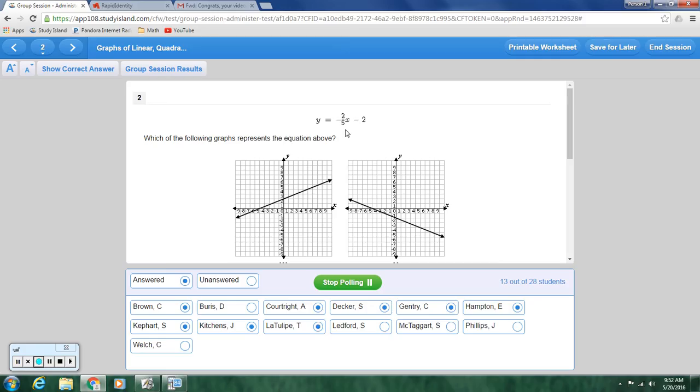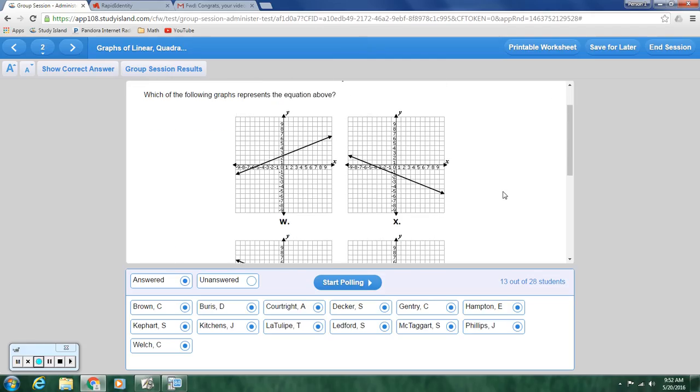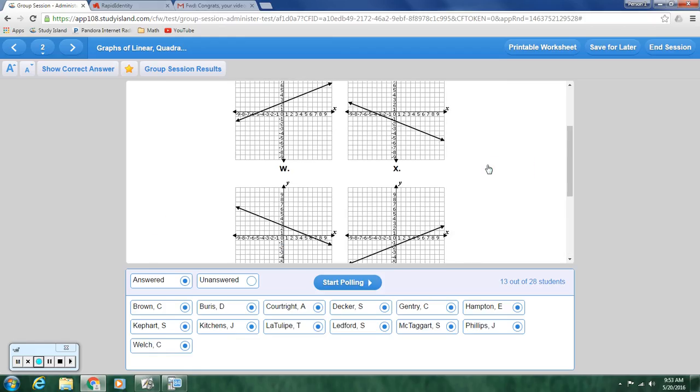So you take the slope here, your y-intercept. Slope and y-intercept. Everybody good? What's our answer this time? X. X is what we went with. Let's see. X is the answer.